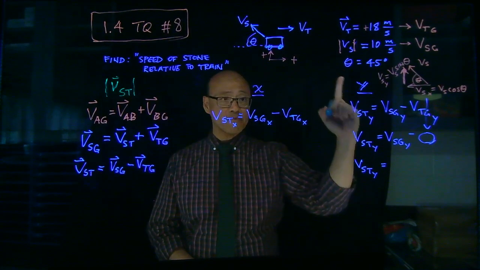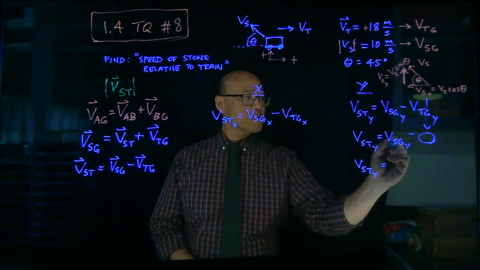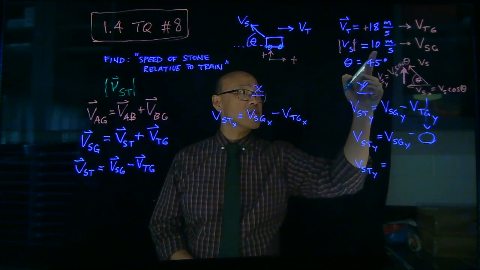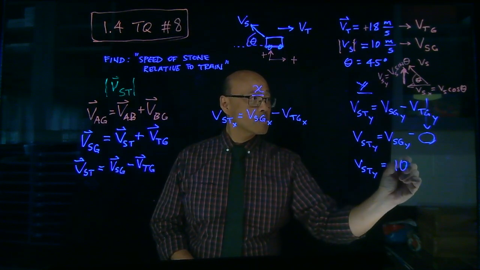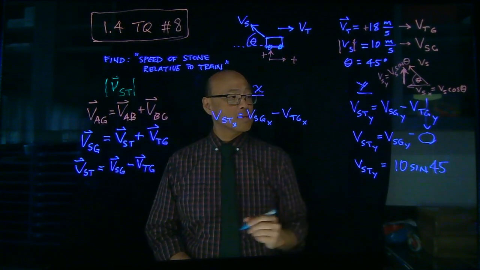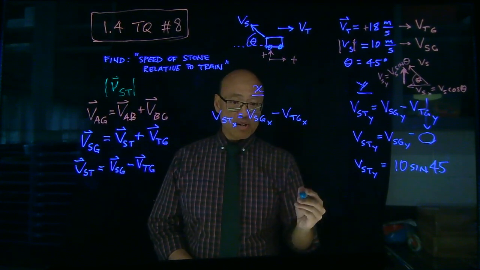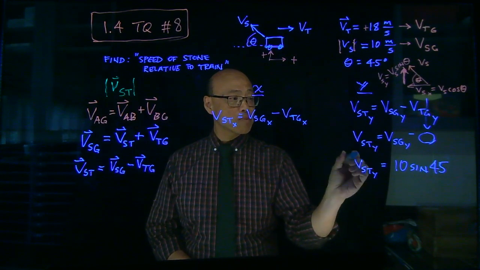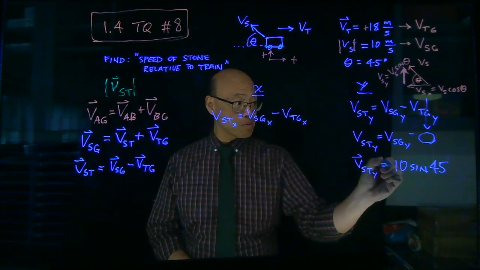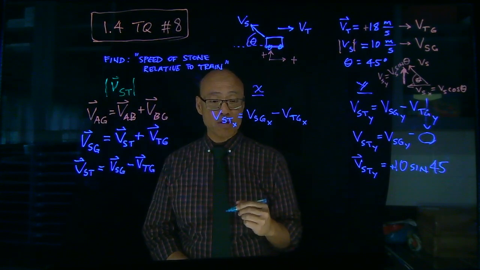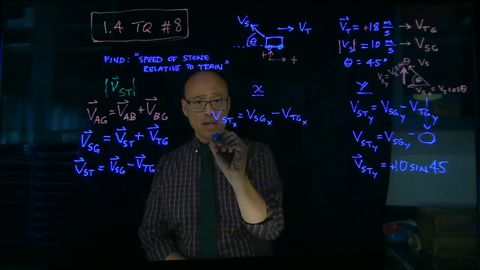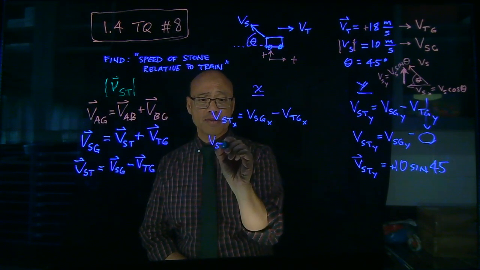If you break that up properly, then you've got VST in the y direction is positive, because it's going up, positive VS times sine theta. So VS is just 10 sine 45. If you want to make it a vector, you could say the y component of the VST vector is that, but remember that that's an important implied positive. That's the direction, up.